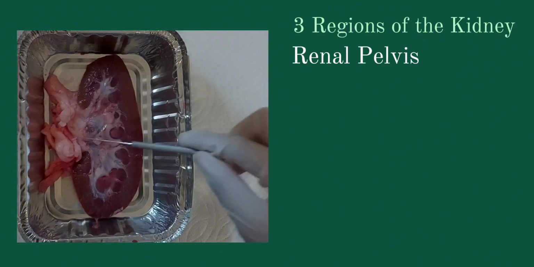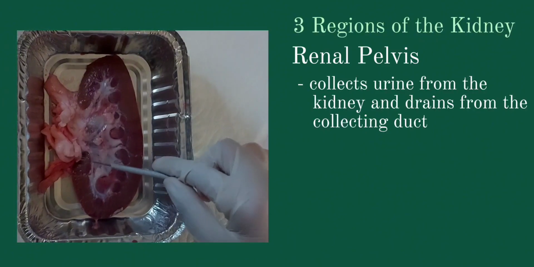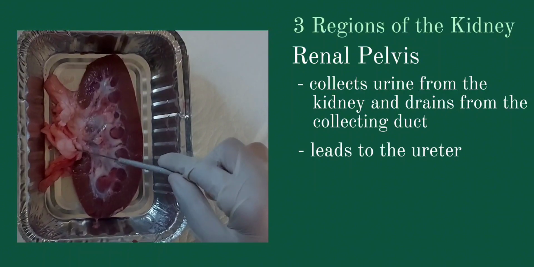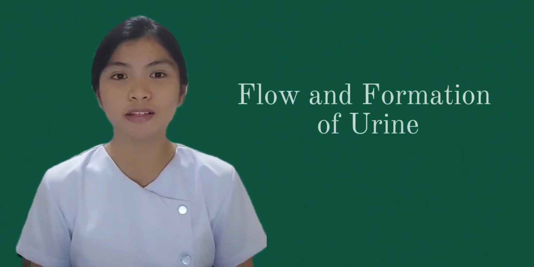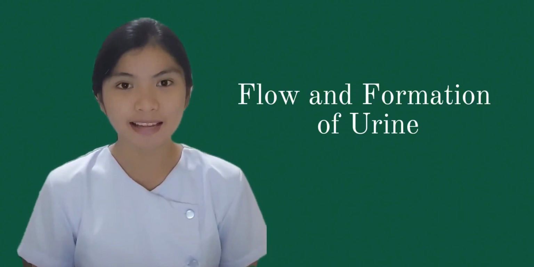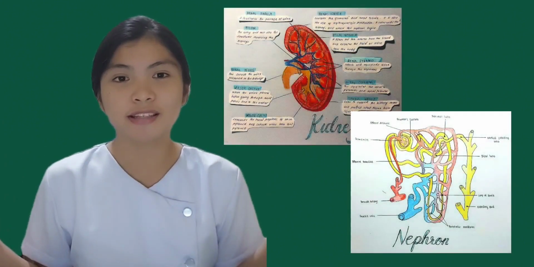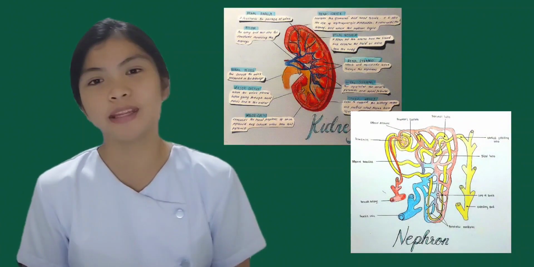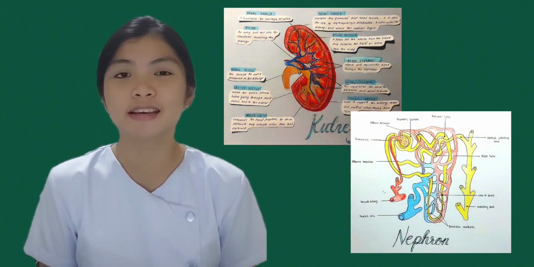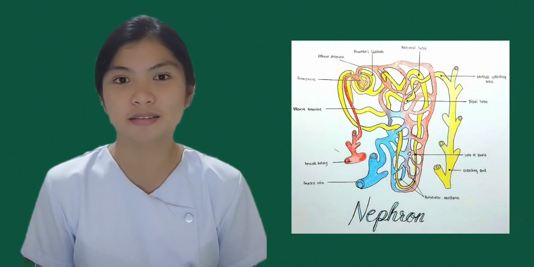Next, we have the renal pelvis. This collects urine that is produced in the kidney and drains from the collecting ducts, and it leads to the ureter. Now that we have identified the major parts of the kidneys, let us now go through a detailed discussion of urine formation and its flow. And as I discuss, I will also point out the parts using these illustrations to easily visualize what is happening inside the renal cortex, specifically the nephrons.